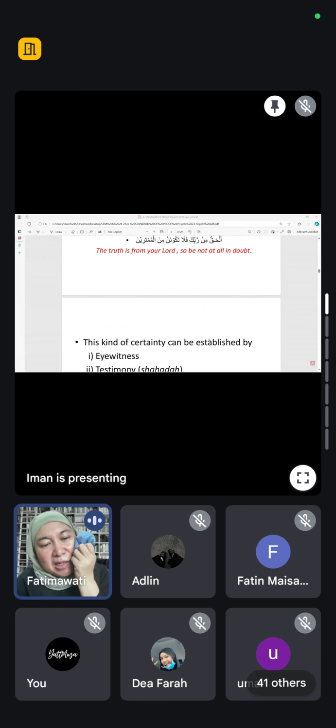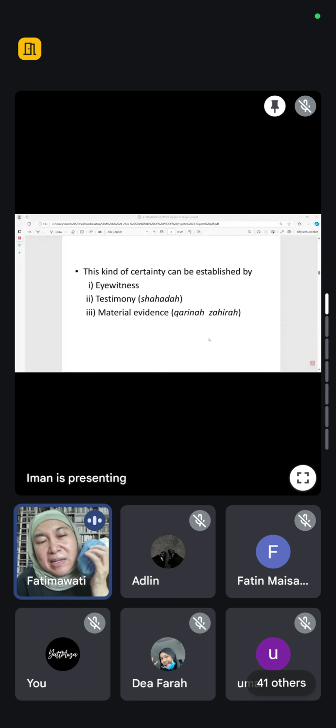Okay, so dekat sini dia punya macam mana kita nak establish certainty ni, yakin ni. Melalui eyewitnesses who actually saw what happened, and then you have testimony syahadah, and then you have material evidence which is qarinah zahirah. Okay, next.